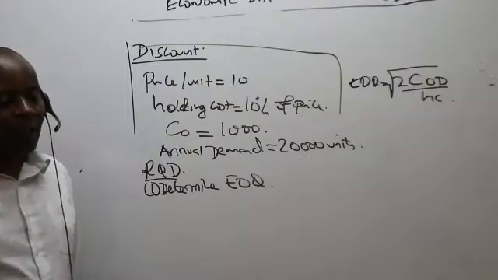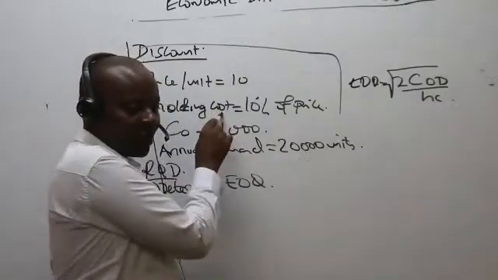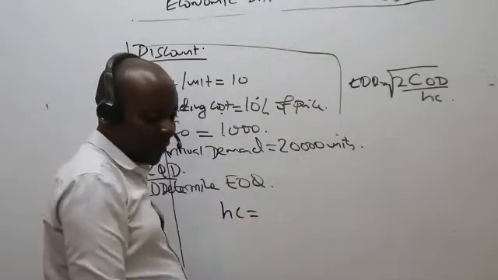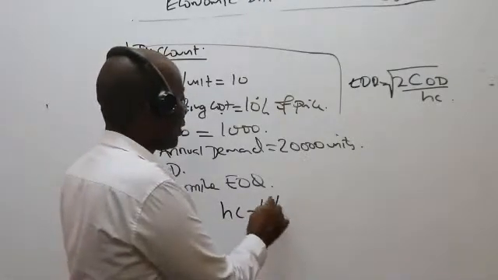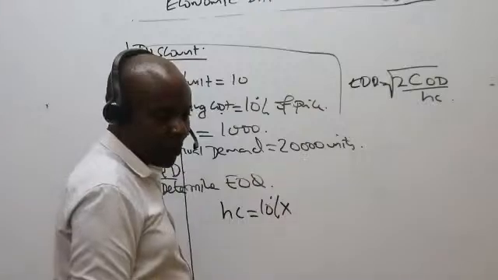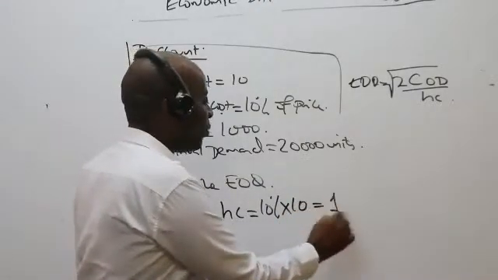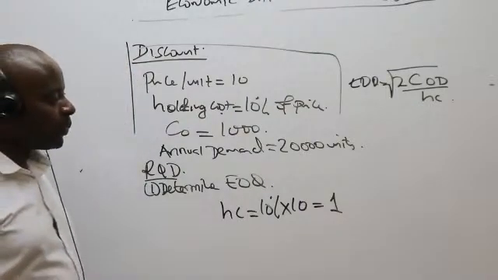So then the very first thing that I will do here is to come and get the proper HC, which has to be in terms of money. So HC here will be 10% of the price. And what is the price here? The price is 10 bob. So this gives me 1 bob.